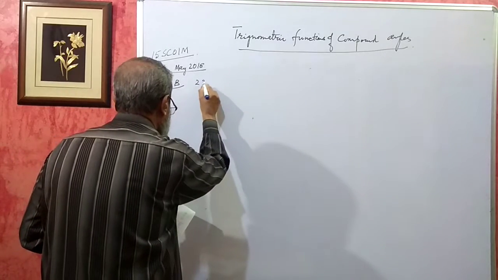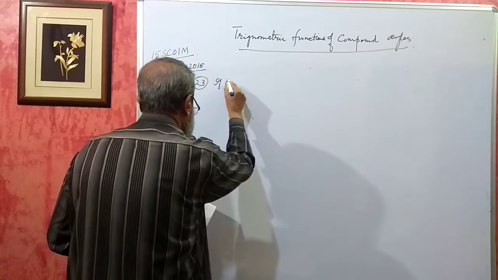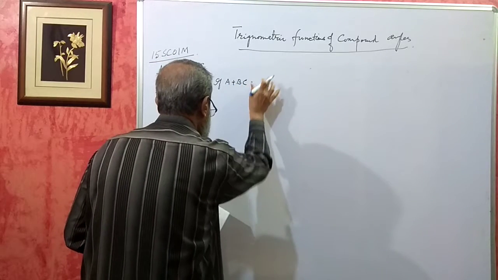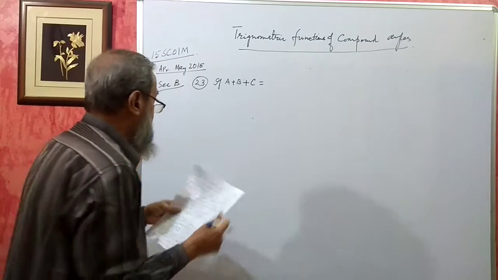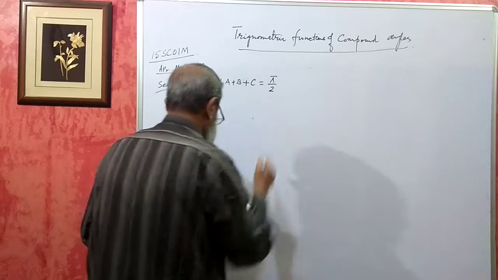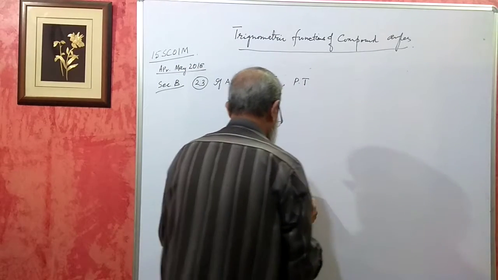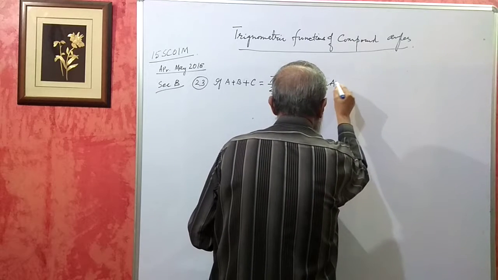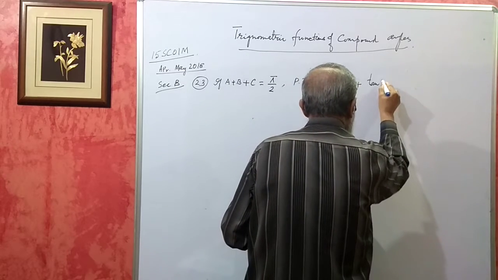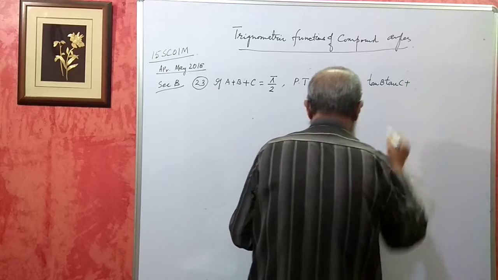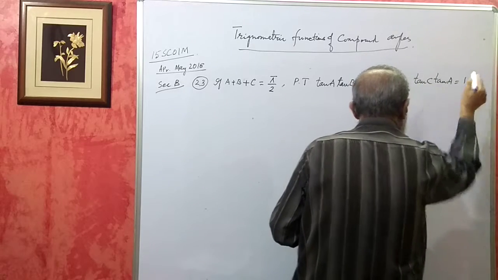Problem number 23, again for 5 marks. It says, if A, B, C are any 3 angles, A plus B plus C is equal to pi by 2 or 90 degree, then prove that tan A tan B plus tan B tan C plus tan C tan A is equal to 1. Prove this.